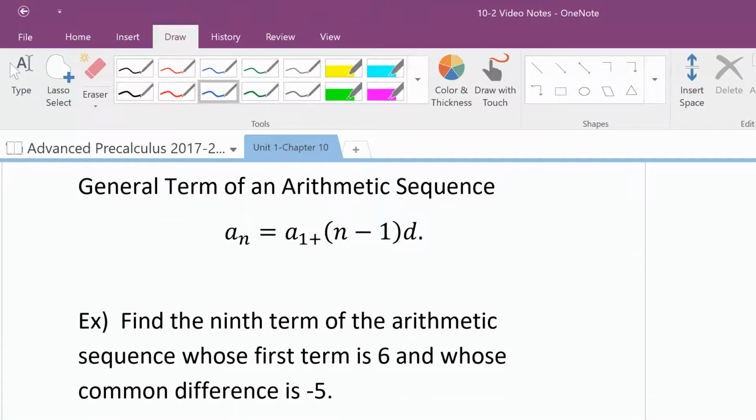To find the general term of an arithmetic sequence, there's a formula. The nth term is equal to the first term plus the number of terms minus 1 times the difference. So a sub 1 is the first term, n equals the number of the term, and d is the common difference.